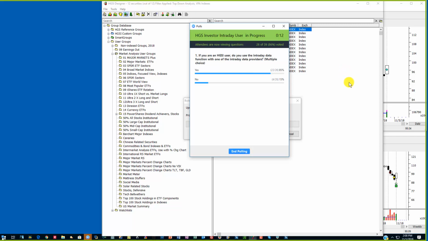Okay, so it looks like the majority of you who are users are using the intraday function. So that has really added a lot of value to the program. I mean, that's how I would interpret that.